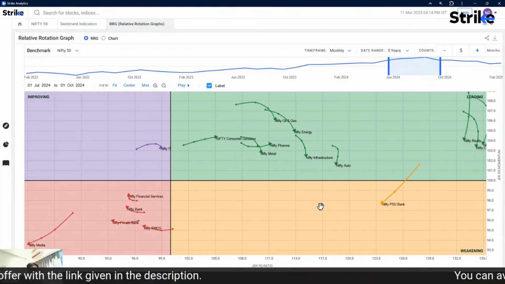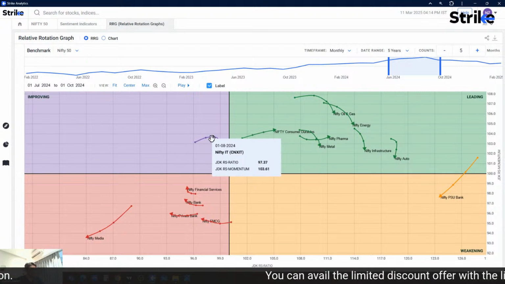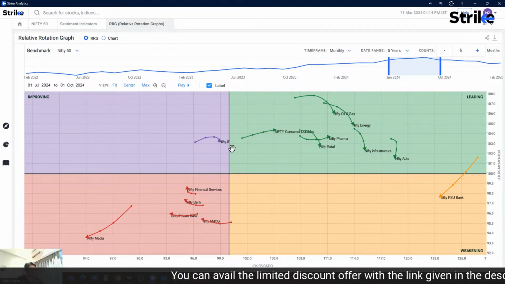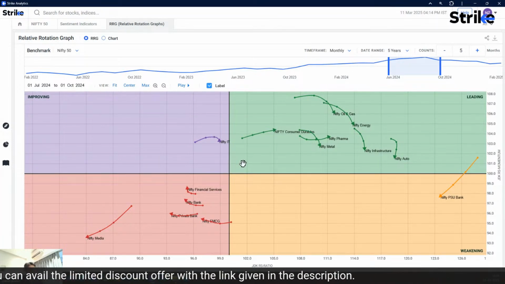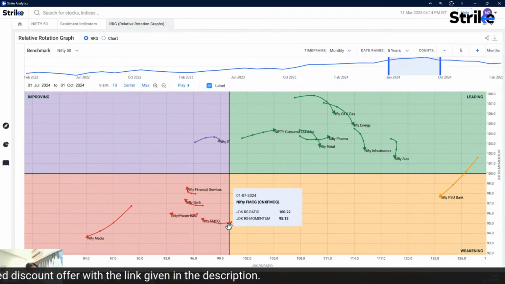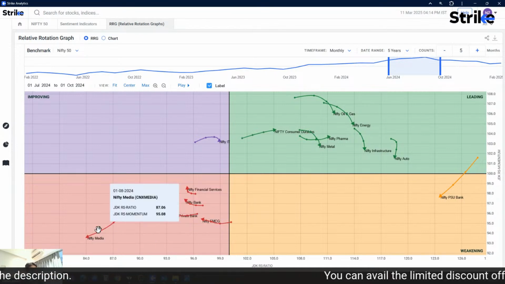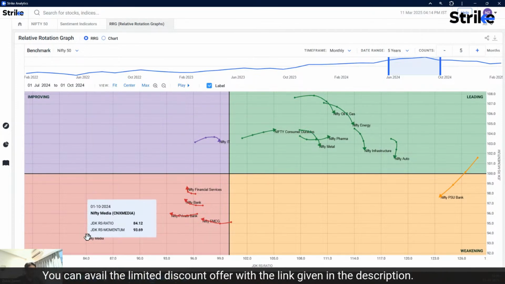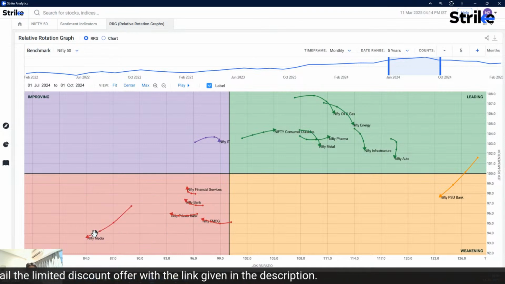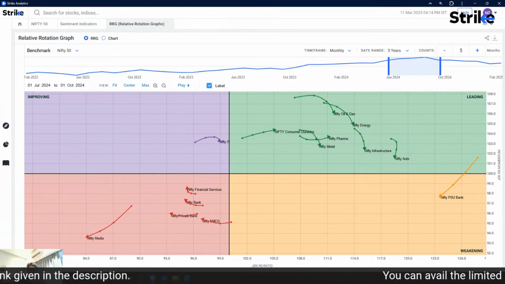Now on the other side, you can see that Nifty IT, over here from the improving quadrant, is headed towards the leading quadrant. It may enter into the leading quadrant if this keeps on going. And over here, FMCG, Nifty Private Bank, and Nifty Media, especially Nifty Media over here, you can see that it is in the lagging quadrant. So Nifty Media on 31st of October is something that we have to avoid. Are you all there with me or not?